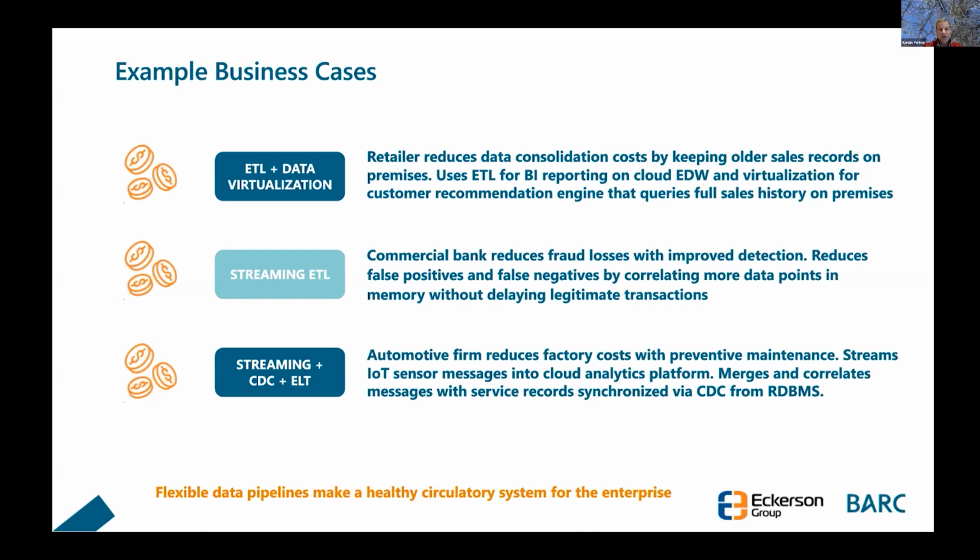Another combined use case here is streaming ETL, where you've got a commercial bank that needs to reduce fraud losses with improved detection. So they need to reduce false positives and false negatives, and they want to correlate more data points in memory without delaying legitimate transactions. And so that's where they're going to use transformation, specifically merging and filtering of topic streams in memory in order to, as data is streaming through, make some quick deductions about risk associated with various transactions.